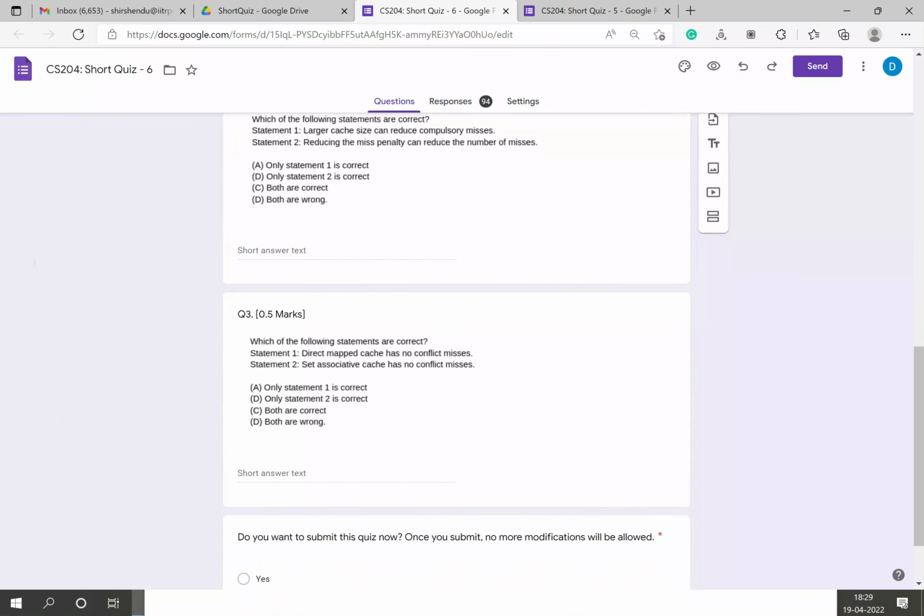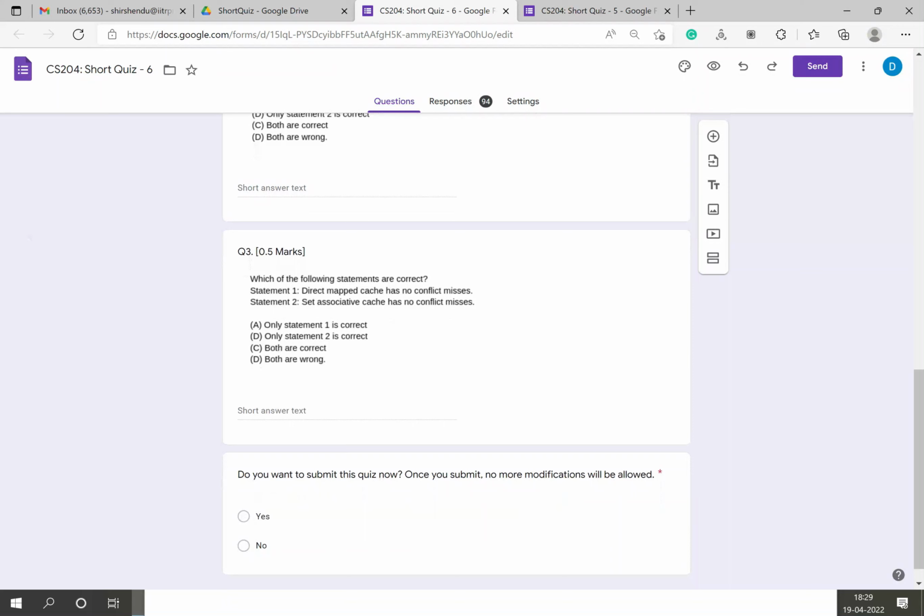The same goes for question number 3: the answer is both are wrong. Statement 1, direct mapped caches have no conflict misses. Direct mapped caches have the highest number of conflict misses compared to the three cache structures we know. Set associative caches have no conflict misses is again false. Fully associative caches have no conflict misses. Set associative caches do have conflict misses, right? So these are the three questions.